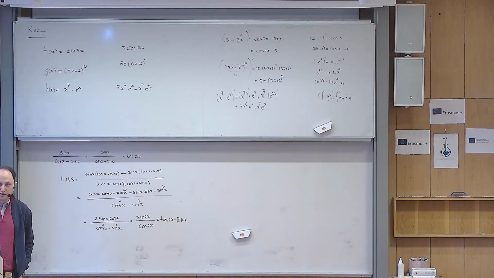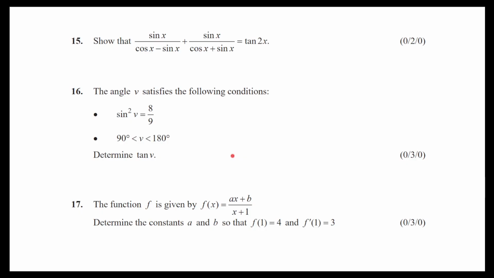So far 12 points. 3 more points and then we relax. Okay, the next question. This is one of those questions I told you, if you go back to your notes, probably I told you put a star somewhere on it. The angle V satisfies the following conditions. Sine V squared is 8/9, and V is between 90 degrees and 180 degrees. It is in the second quadrant. And then you are supposed to find tangent.